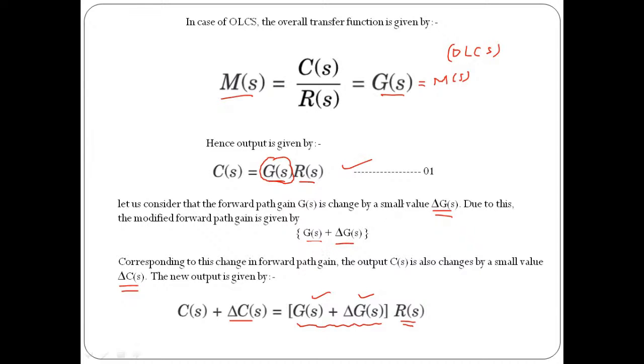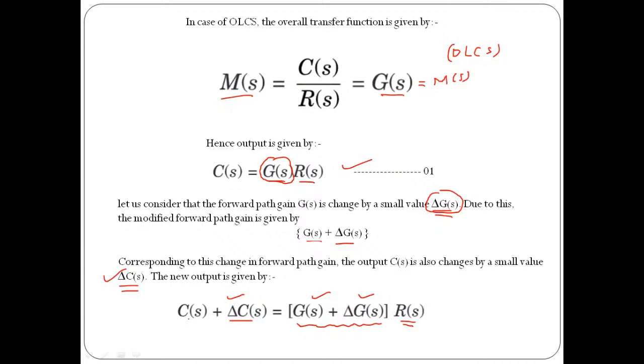कहने का मतलब है कि आपके पास में जो गेन था उसको आपने एक सिंपल वैल्यू से चेंज किया, and that value is delta G(s). The moment you change this forward path gain, ऑटोमेटिकली इसका आउटपुट भी चेंज होगा. कितने वैल्यू से चेंज होगा? स्मॉल वैल्यू से चेंज होगा, that is nothing but delta C(s). तो अब हम ये कैलकुलेट कर रहे हैं कि वो चेंज वैल्यू ऑफ आउटपुट कितना है.